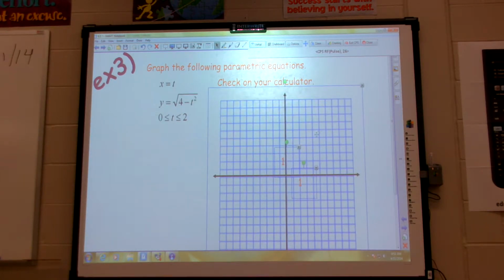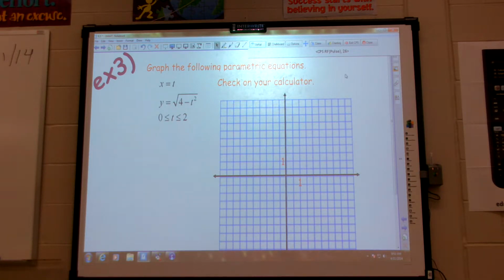So yeah, this is on graph paper. We're only doing 3 graphs, so if you wanted to write on one side and graph on the other, you can. So graph the following parametric equations. We're going to check on our calculators.